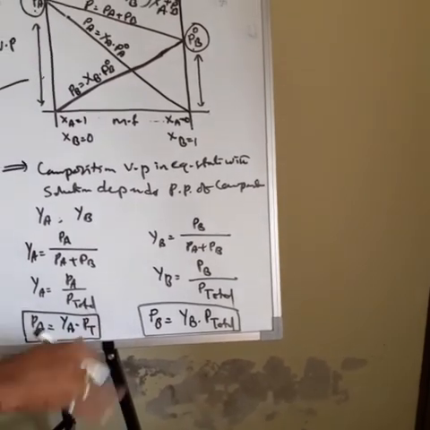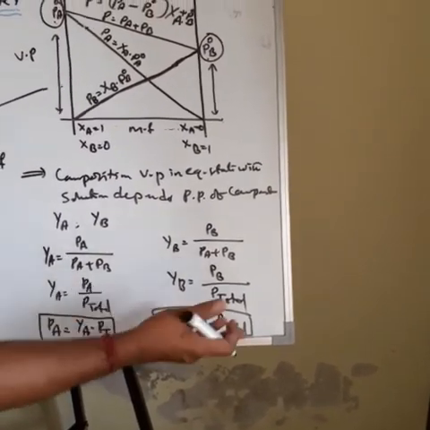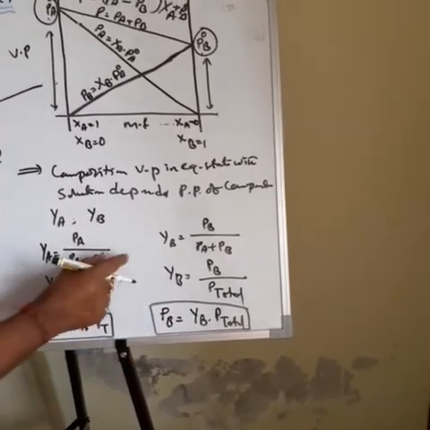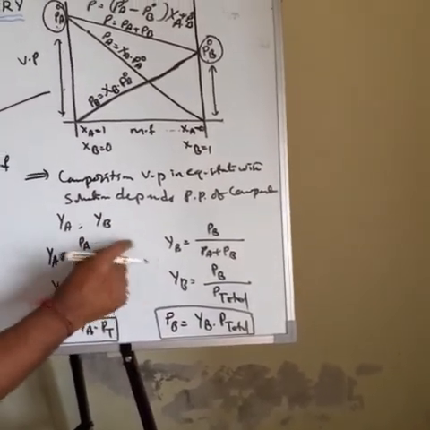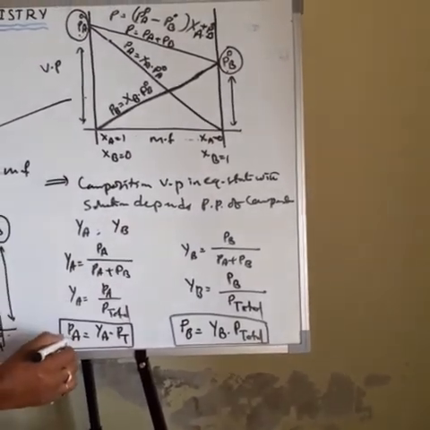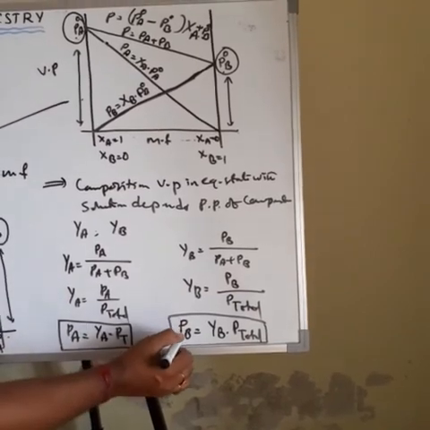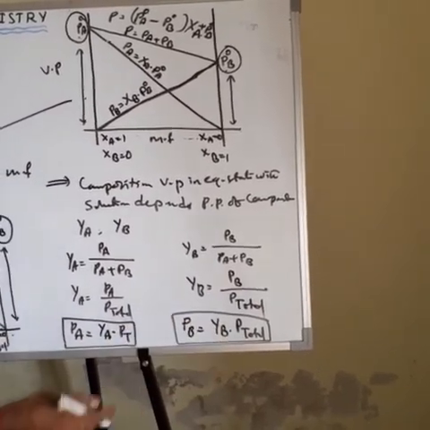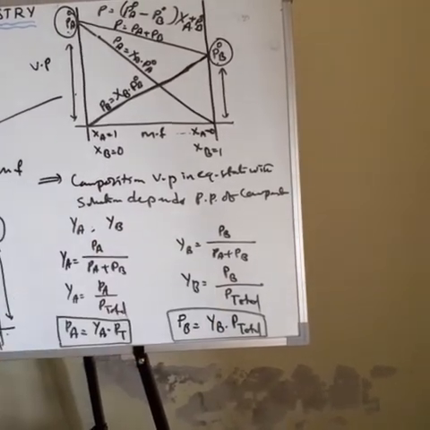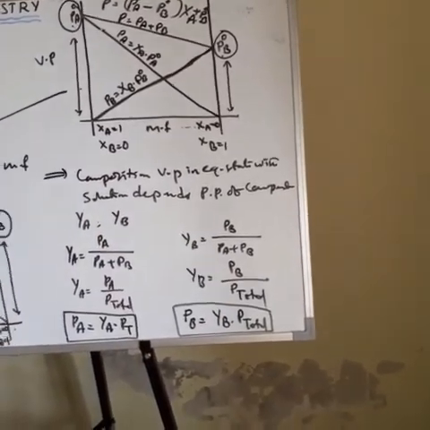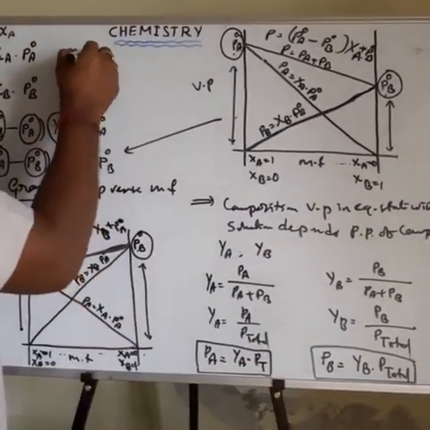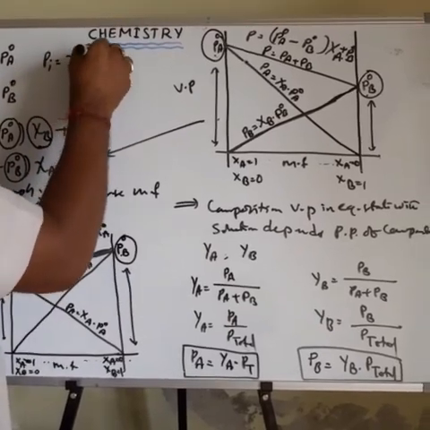Now if the solution contains more than two volatile components, in this solution these two are volatile components. A is a volatile component, B is a volatile component. Its partial pressure Pa is equal to Ya into the total pressure. Partial pressure Pb is equal to Yb into the total pressure. In case the solution contains a larger number of volatile compounds, then the partial pressure of the ith compound is, based on these two formulas, equal to the mole fraction of the ith compound into the total pressure.